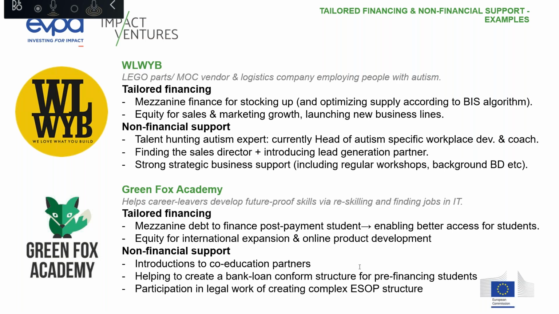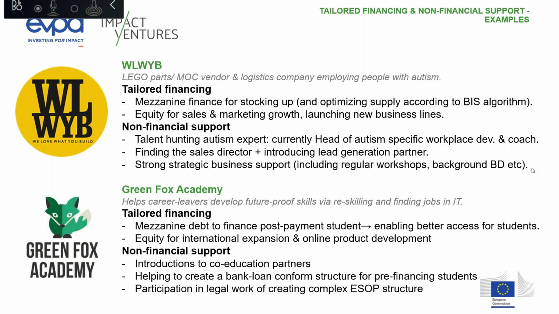And what the founder said to me is, George, I have a very cool algorithm that calculates supply and demand in the secondary Lego market. And what we need is to optimize our stock. And what happened is that we structured the deal as mainly mezzanine for them to be able to stock up, and that really improved sales numbers. So that's a good situation, where the business needed a specific type of financing, and we could deliver that in a twofold structure.